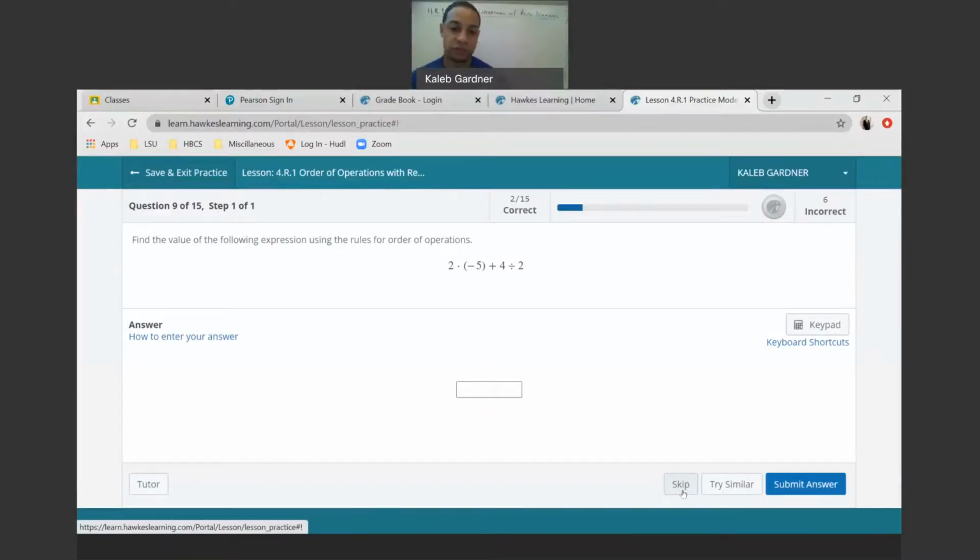All right, so let's just talk through this one really quickly. I see addition, I see multiplication, and I see division. We remember addition is last out of these three. Multiplication and division occur as we see them left to right. Multiplication comes first here. So 2 times -5 is -10. Plus 4 divided by 2 is 2. So -10 plus 2 is -8.